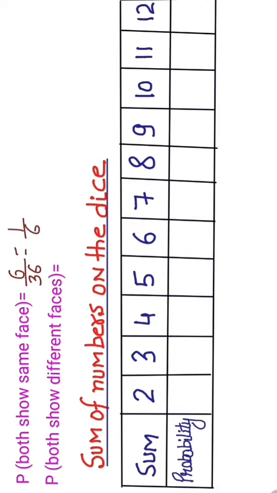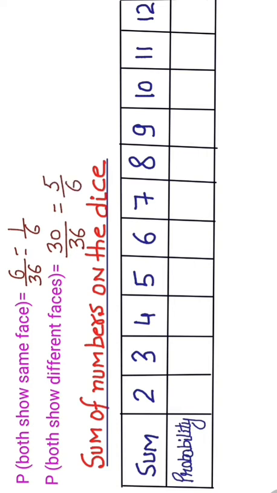Now the probability that both dice show different faces. So exclude these 6 outcomes. Now the remaining outcomes are 30 by 36. In all these 30 outcomes, both the dice are showing different faces. So the probability is 5 by 6.